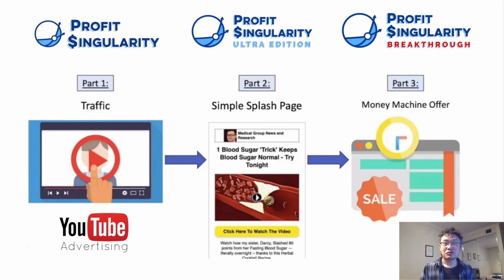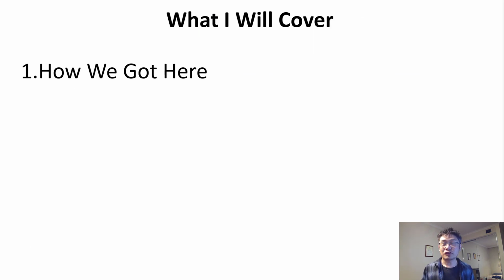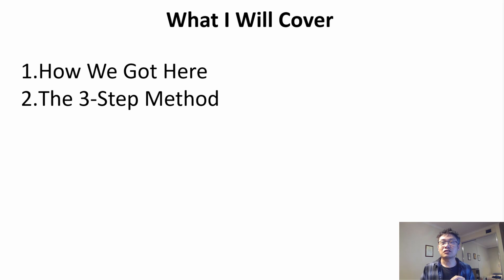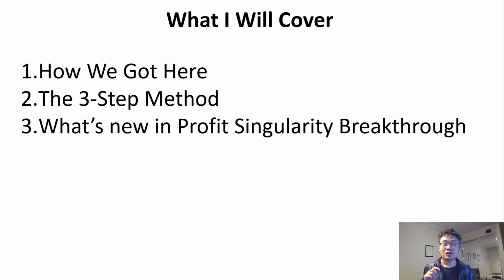Okay, and so that's pretty much the 3-step method. Very simple, but the fact that it's worked for so long just tells me that it works, because you always want to see a method that doesn't work just for a few months and then goes away. No, it's a method that has withstood the test of time, and that should give you and me confidence about the system. Okay, so we talked about how we got here, the 3-step method, and now let's move on to what's actually new in this iteration of Profit Singularity called Profit Singularity Breakthrough.